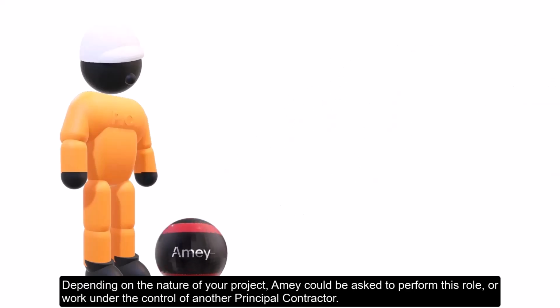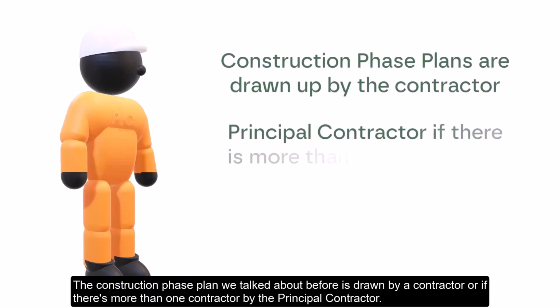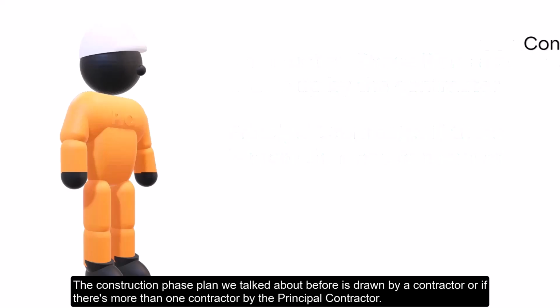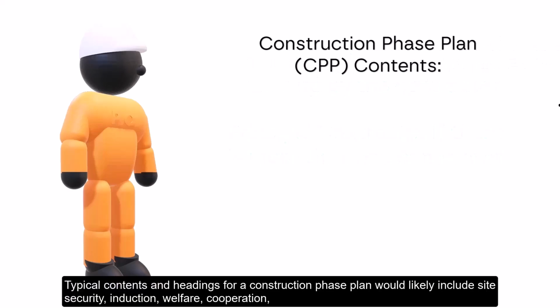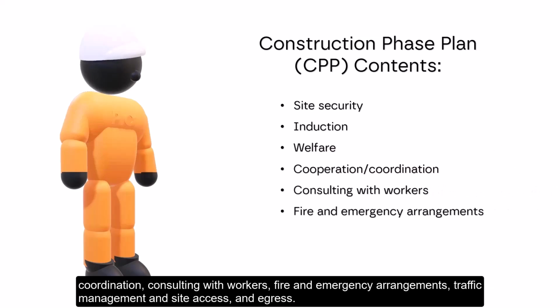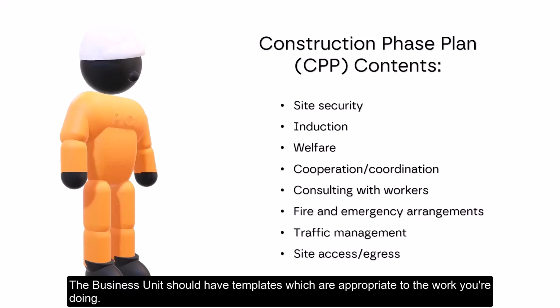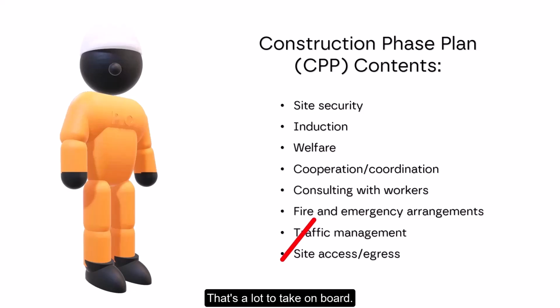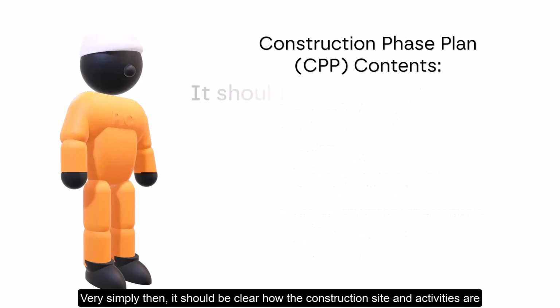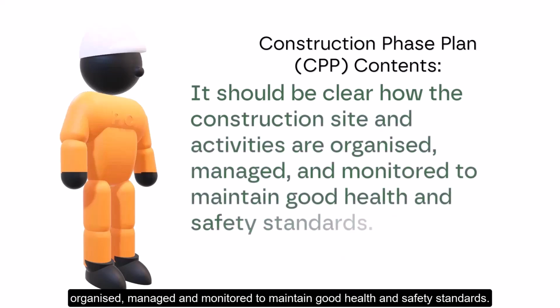The construction phase plan we talked about before is drawn up by a contractor or, if there's more than one contractor, by the principal contractor. Typical contents and headings for a construction phase plan would likely include site security, induction, welfare, cooperation and coordination, consulting with workers, fire and emergency arrangements, traffic management, and site access and egress. The business unit should have templates which are appropriate to the work you're doing. That's a lot to take on board. Very simply then, it should be clear how the construction site and activities are organised, managed and monitored to maintain good health and safety standards.